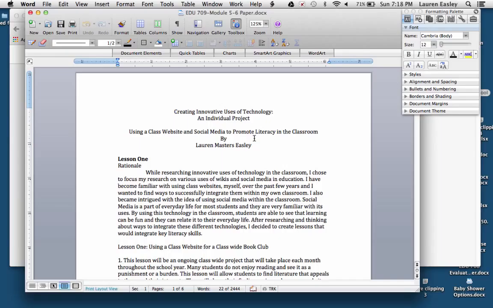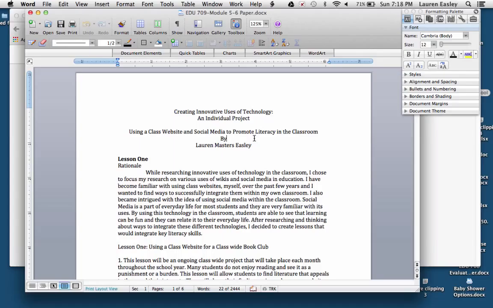I also became intrigued with the idea of using social media within the classroom. Social media is part of everyday life for most students, and they are very familiar with its uses. By using this technology in the classroom, students are able to see that learning can be fun and they can relate it to their everyday life.